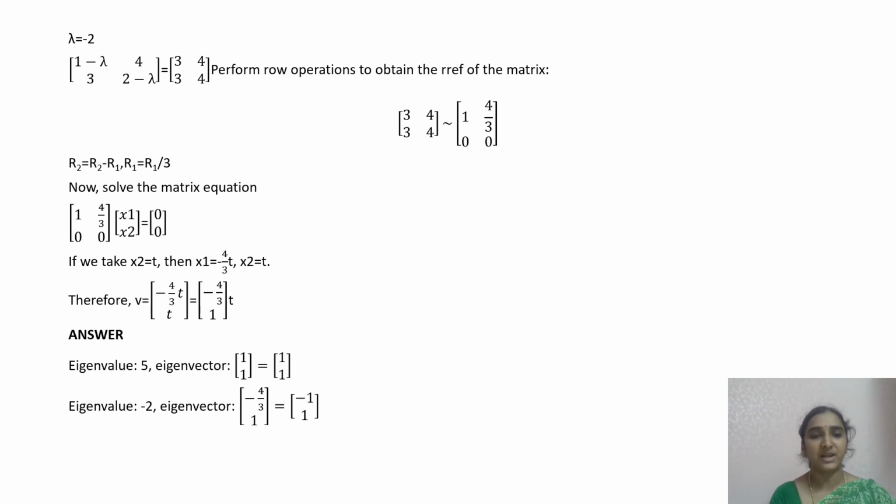Hence, for the eigenvalue 5, the eigenvector would be 1 and 1. And for the eigenvalue minus 2, our eigenvector would be minus 4 by 3 and 1.